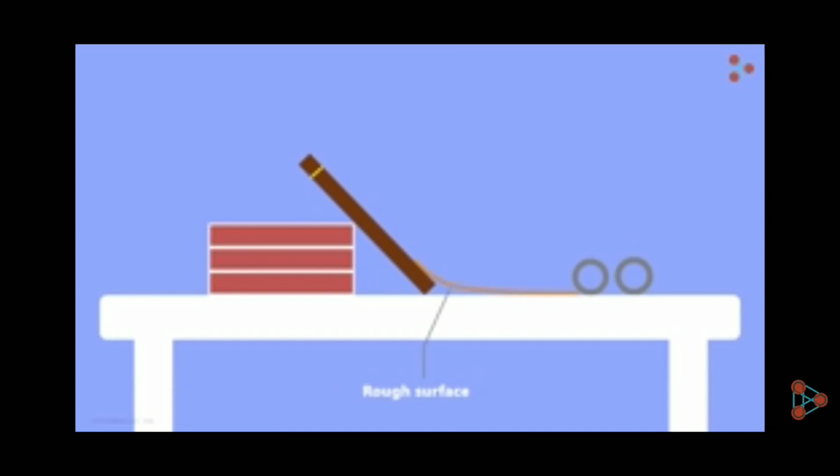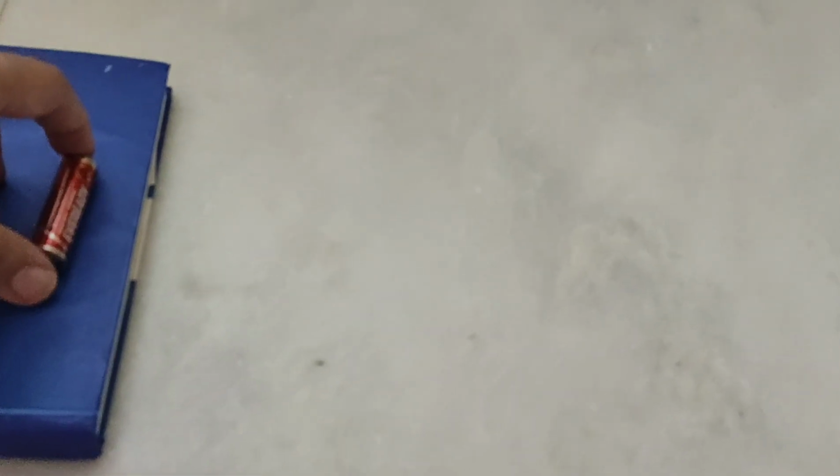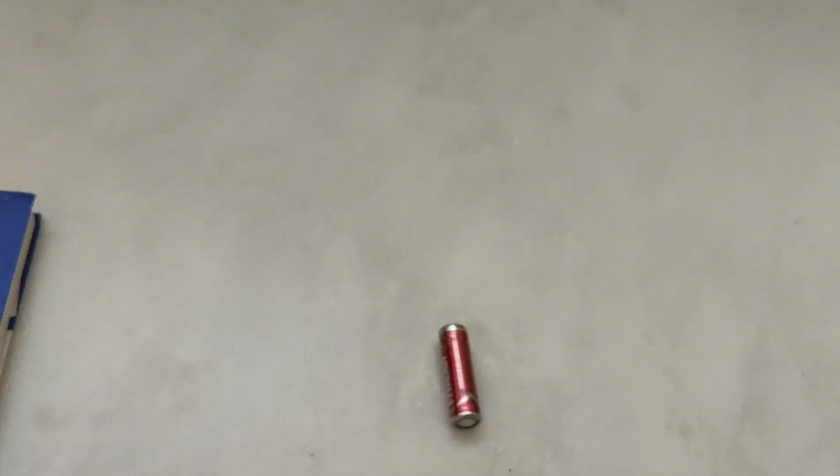This is because the sandpaper surface is rough, so the irregularities are more, friction is more. Now when I release this cell from this slightly inclined surface, you can see it covers a good amount of distance and stops after covering this much distance.